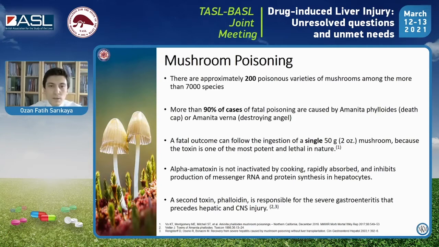More than 90% of cases of fatal poisoning are caused by Amanita phalloides or Amanita verna. A fatal outcome can follow the ingestion of a single mushroom because the toxin is one of the most potent and lethal in nature. Alpha-amatoxin is not inactivated by cooking, is rapidly absorbed, and inhibits production of messenger RNA and protein synthesis in hepatocytes. The second toxin, phalloidin, is responsible for the severe gastroenteritis that precedes hepatic and central nervous system injury.